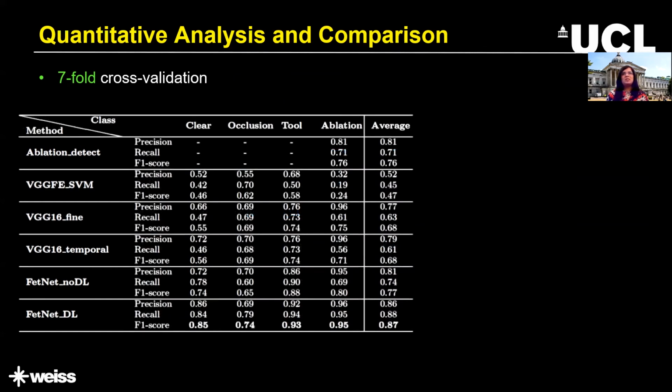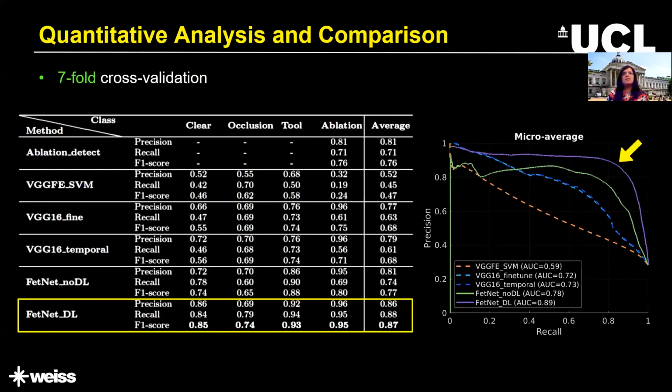This table reports the precision, recall and F1 score of the methods under comparison for the 4 event categories, namely clear view, occlusion, tool, and ablation, and also gives the average value of these metrics. From this table, we can observe that FetNet with differential learning outperforms existing methods, giving an overall F1 score of 87%, which is much better than the other methods. The precision-recall curve on the right-hand side is in line with these results, where FetNet with differential learning gave an overall area under the curve of 0.89.